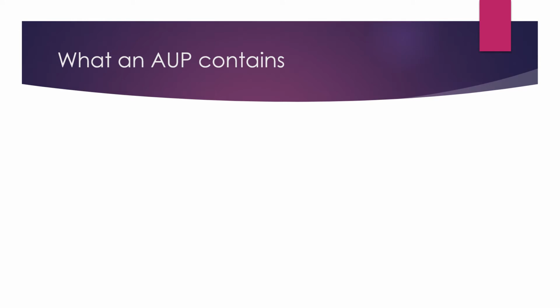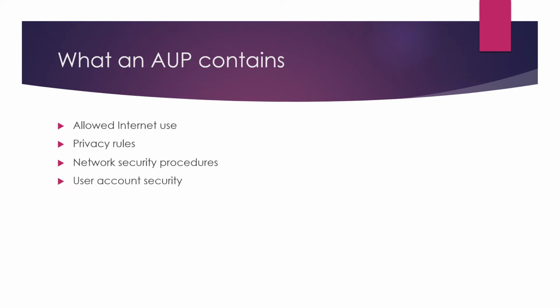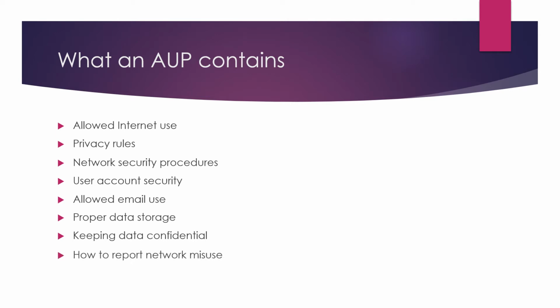An AUP contains rules and regulations an institution or organization has formulated concerning internet use, privacy rules, network security procedures, user account security, allowed email use, proper data storage, keeping data confidential, and how to report network misuse.